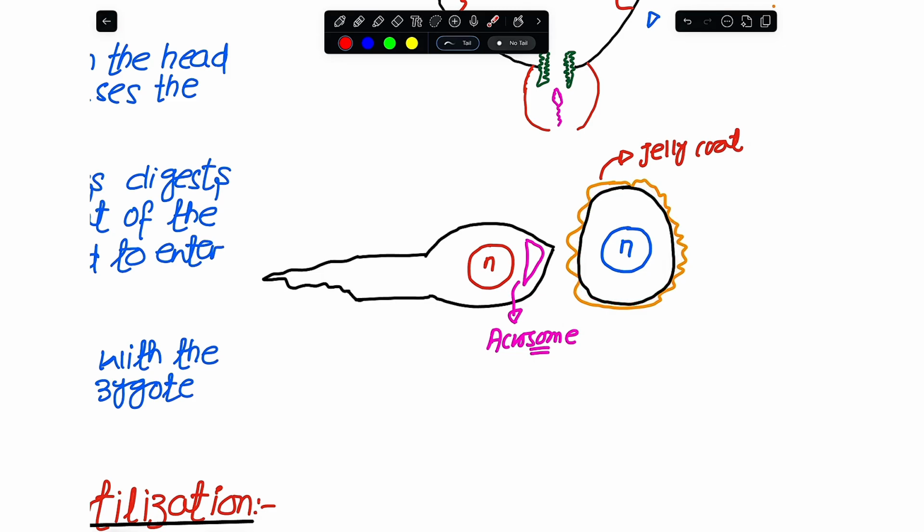And when the jelly coat is digested, as a consequence, the head of the sperm cell gets entry into the egg cell. And when this gets entry into the egg cell, the haploid nucleus within the sperm cell fuses with the haploid nucleus of the egg cell, and as a consequence, we make a diploid cell out of it, and that diploid cell is referred to as the zygote.